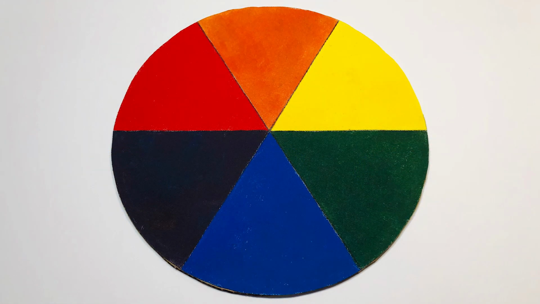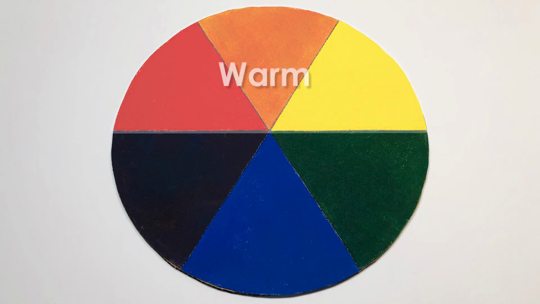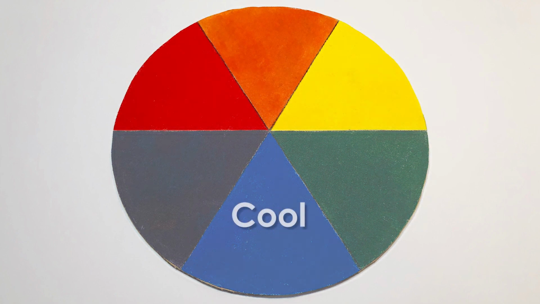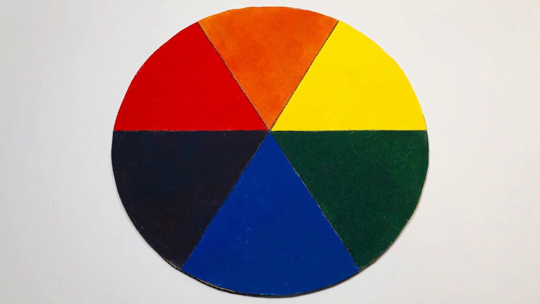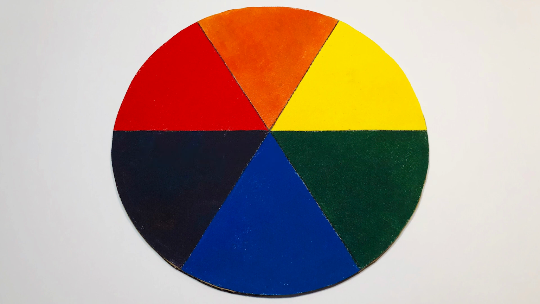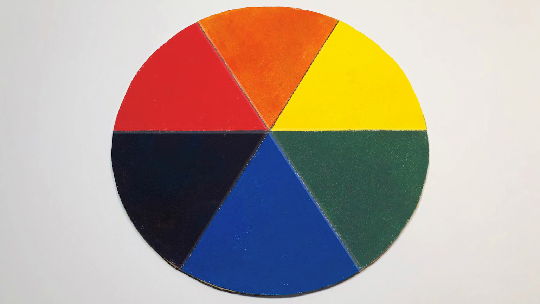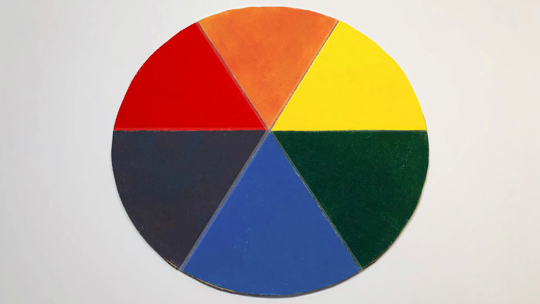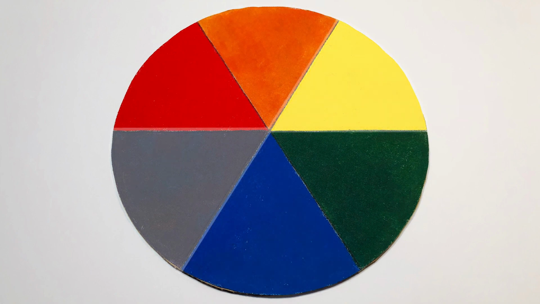On this expanded wheel, we can find our warm colors and our cool colors. You can also clearly see which colors are complementary, in other words, across from each other on the color wheel. Red and green, orange and blue, and yellow and purple.